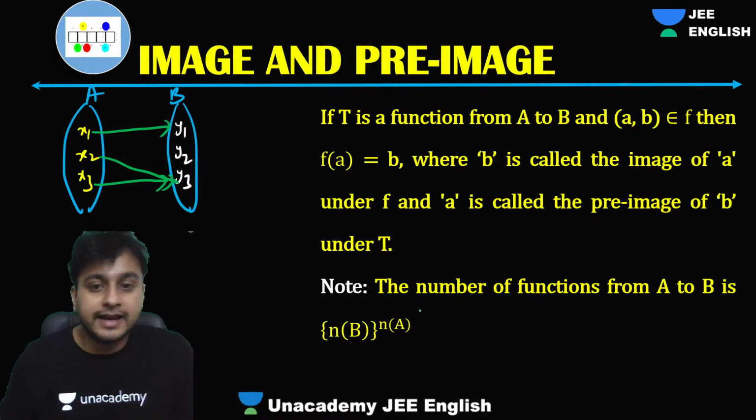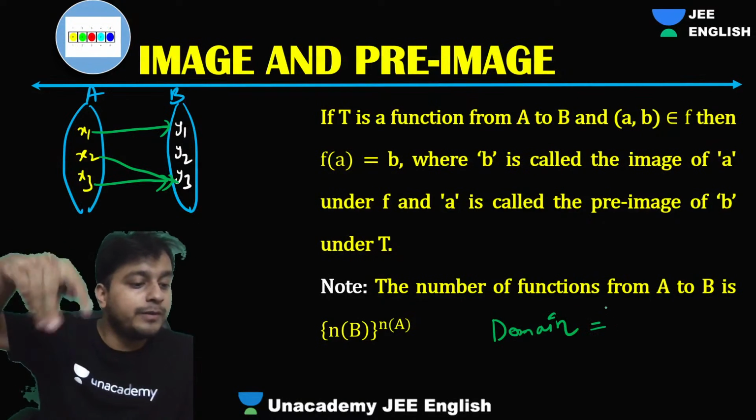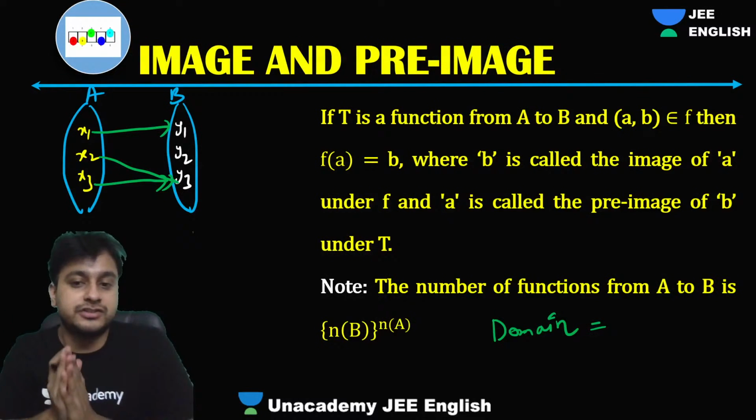So what we can say is, guys, domain will be what? Domain is always the first set A in the function, whereas in the relation, domain was what? A subset of relation, isn't it?